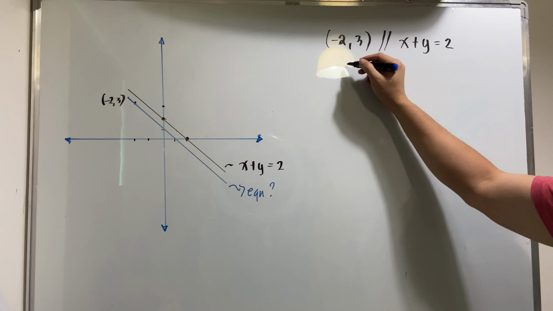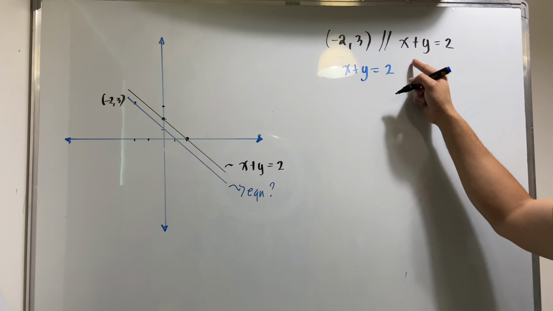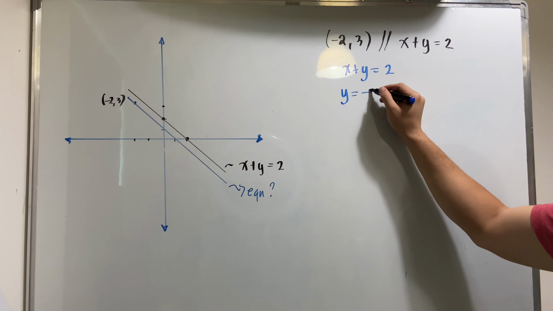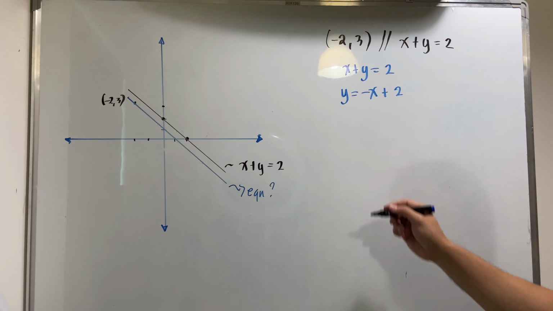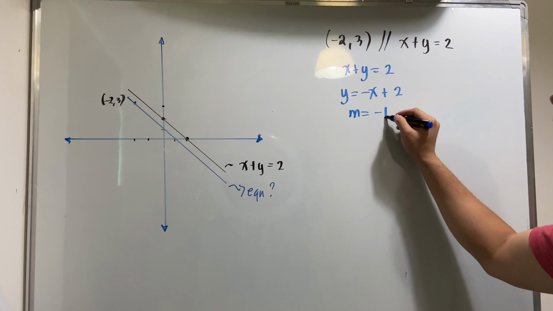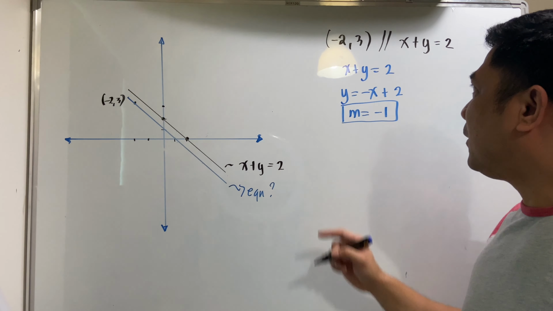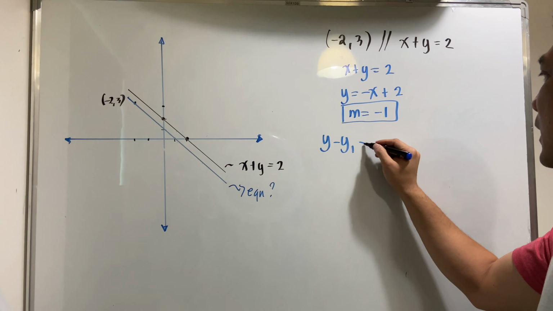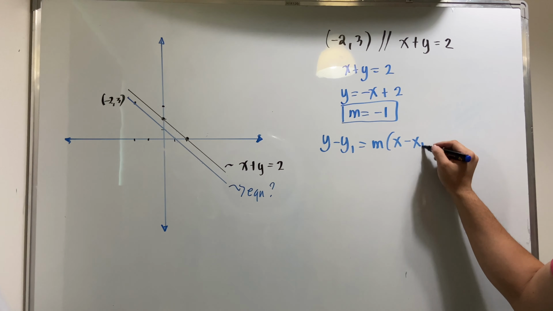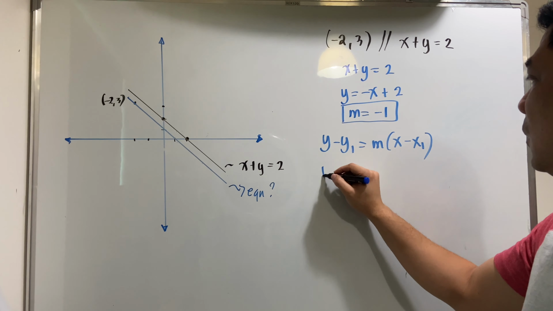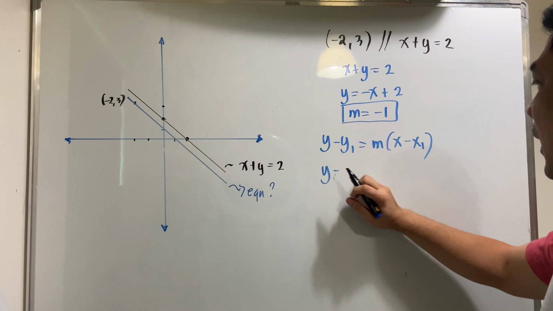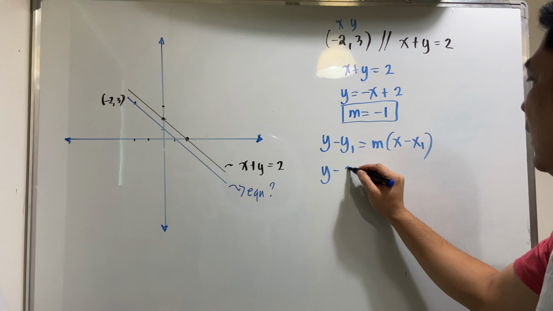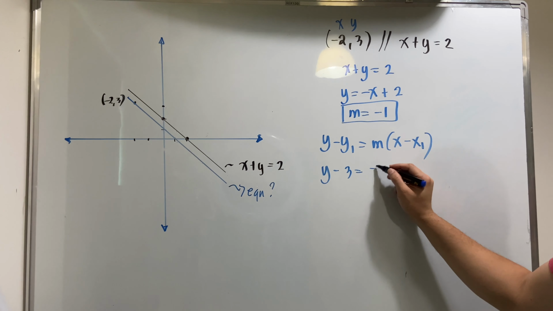So, we have x plus y is equal to 2. Let's try to get the slope of this one using the slope-intercept form. So, y then is equal to negative x plus 2. So, the line now has a slope of negative 1. So therefore, we can substitute now using the point slope form, which is y minus y1 is equal to m times x minus x1. So let's try. So y minus, so that is our x and this is our y, 3 is equal now to your slope, which is negative 1.